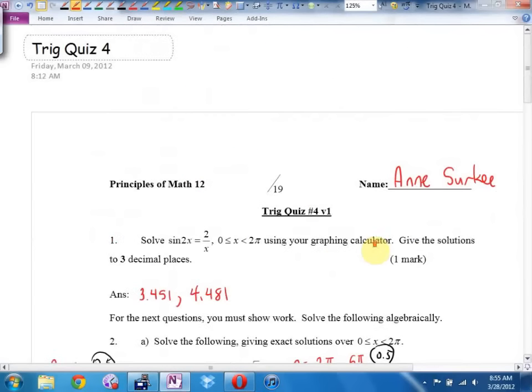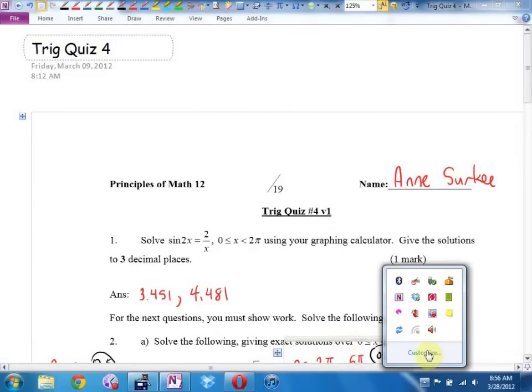Give yourself a score out of 19, and then be prepared for an identical quiz in about 10 minutes or so. I'm not going to collect this one. I will collect the next one.